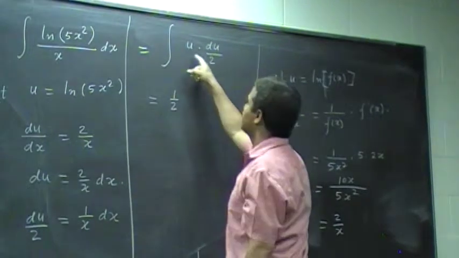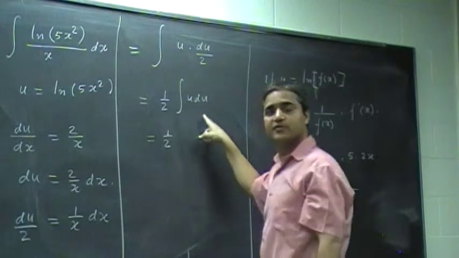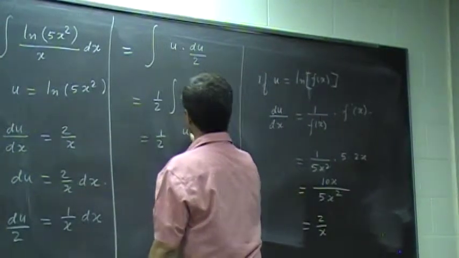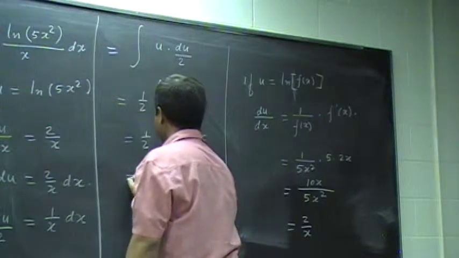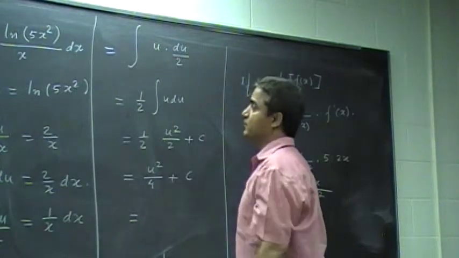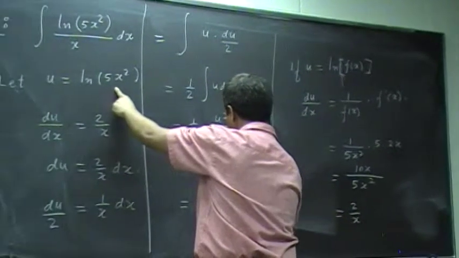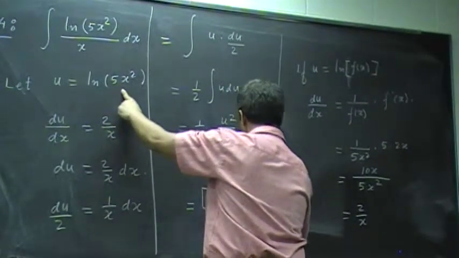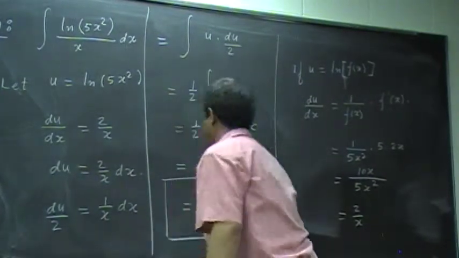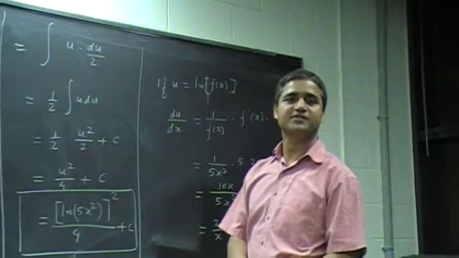1 over 2 integral of u du. What is the integral of u du? u squared over 2 plus constant of integration. That is u squared over 4 plus constant of integration. What is u? ln of 5x squared, right? Are you following me? Yes. So (ln of 5x squared) whole squared over 4 plus constant of integration. This is the integral. Do you have any question?